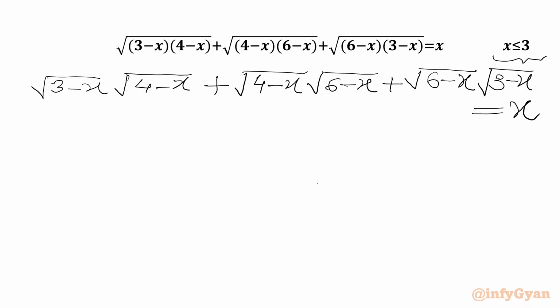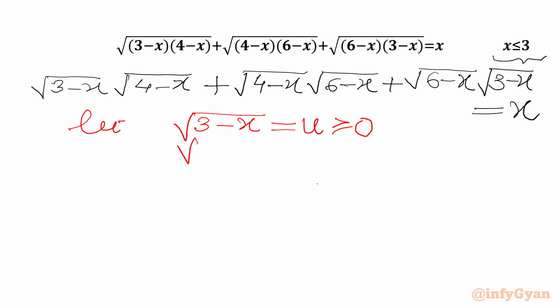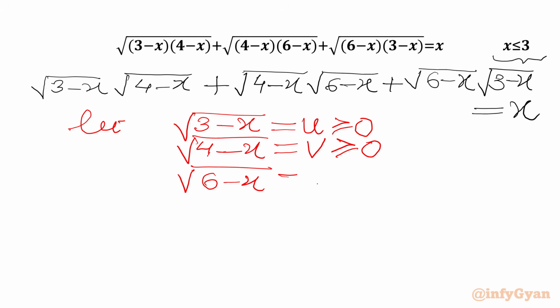Now we will use substitutions. Let us assume square root of 3 minus x equal to u. For x to be a real number, u must be non-negative. Square root of 4 minus x, suppose this is equal to v. v must be non-negative, greater than or equal to 0. Then we'll write square root of 6 minus x, suppose this is equal to w. So this must be greater than or equal to 0.